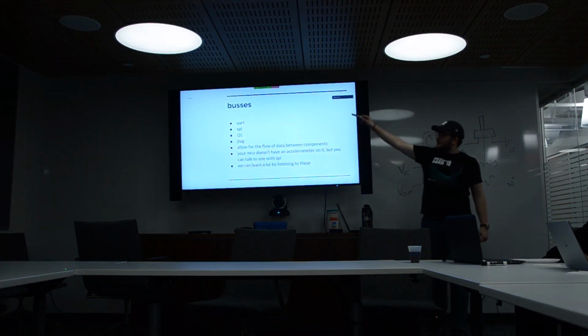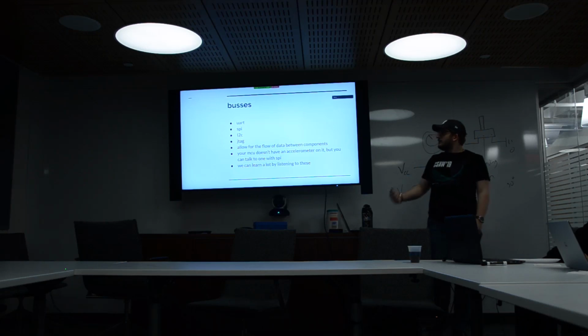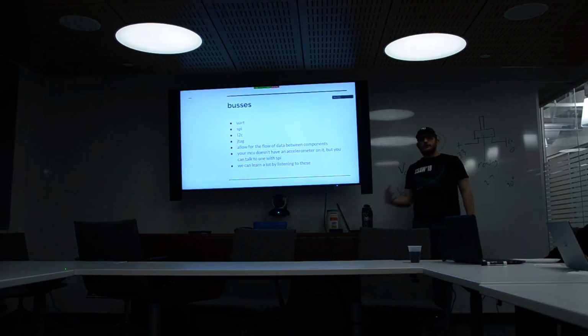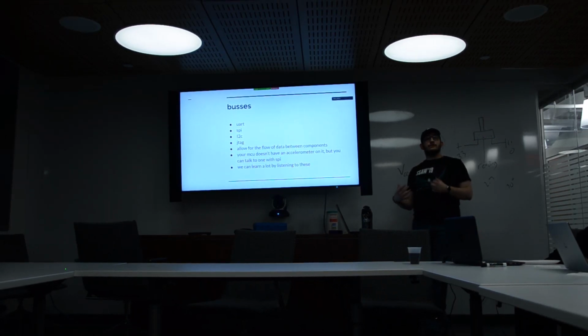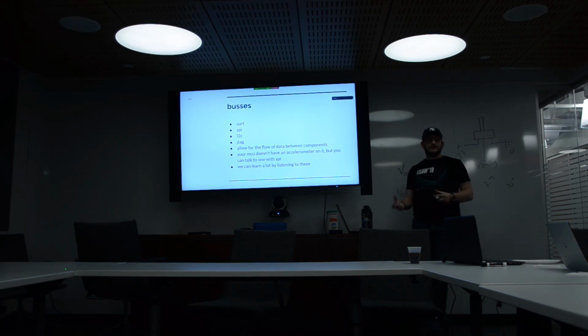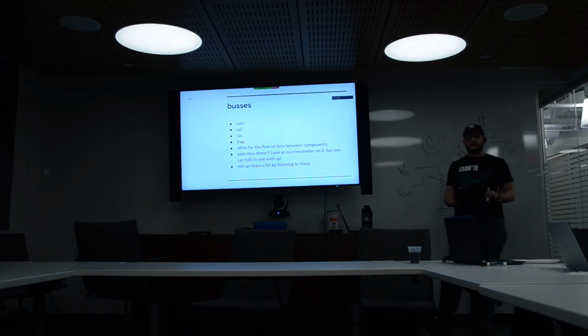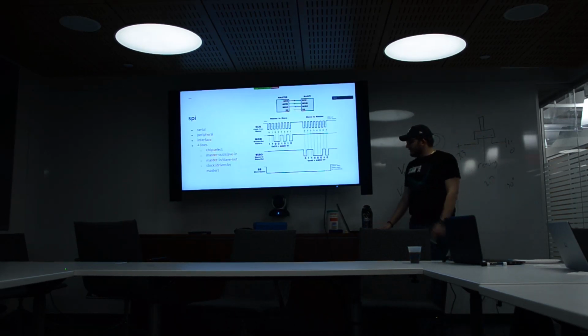There are 4 different types of buses that we're going to talk about: UART, SPI, I2C, and JTAG. They allow for the flow of data and information between different components on an IoT device. Your microcontroller doesn't have an accelerometer built into it, but you can buy an accelerometer off the shelf and then talk to it over SPI. By being able to listen to a bus, you can find out a lot about what information your microcontroller is receiving and what it's outputting. And sometimes developers will even leave shells on there, so we'll talk about that in detail.